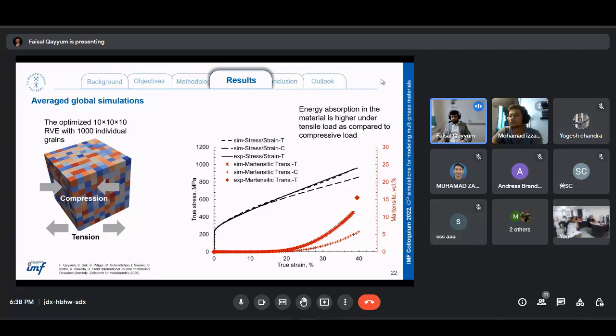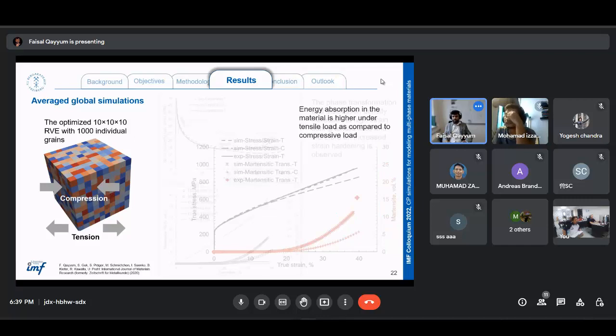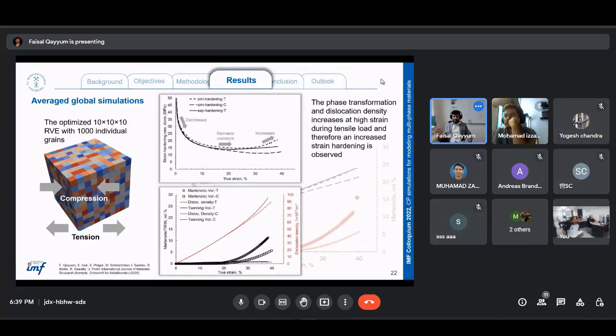So yeah, you will see that the results are close to our experimental observations, but when we apply load in the compressive direction, we see that there is less strain hardening in the material, so relatively less energy absorption, as well as less transformation. And because these models are quite detailed and depend on all the individual phenomena, we can divide it into all these subsections and look at how the material is behaving.